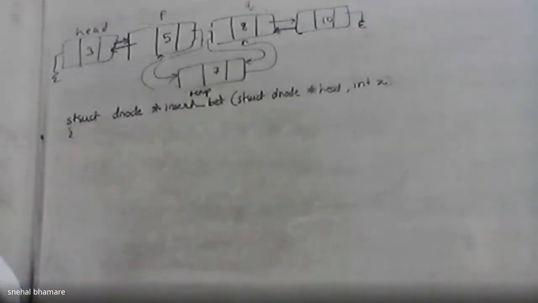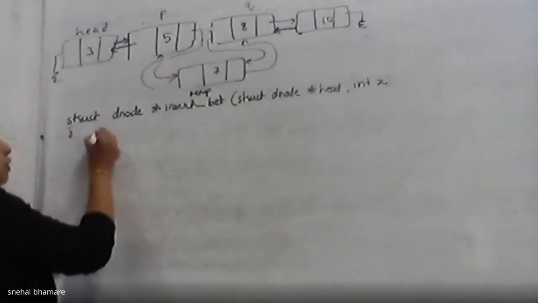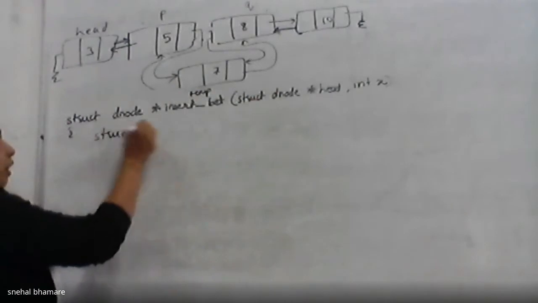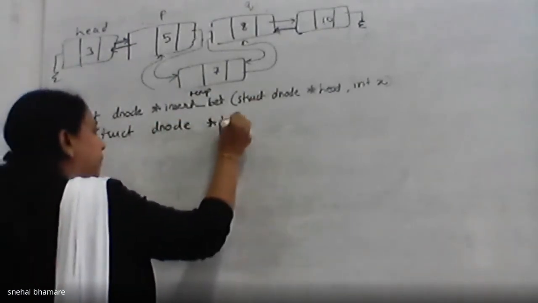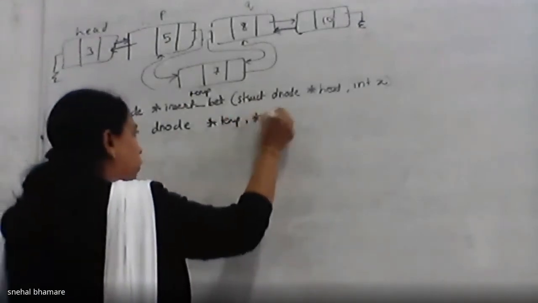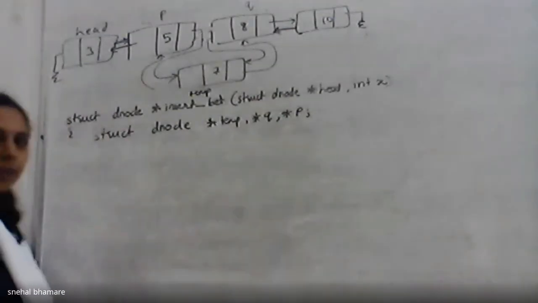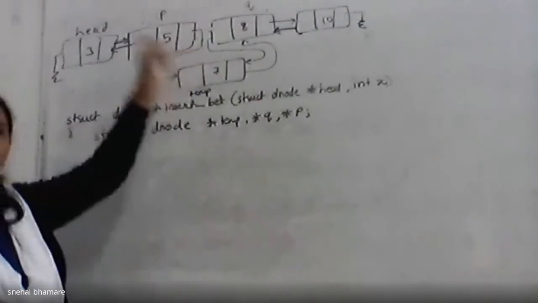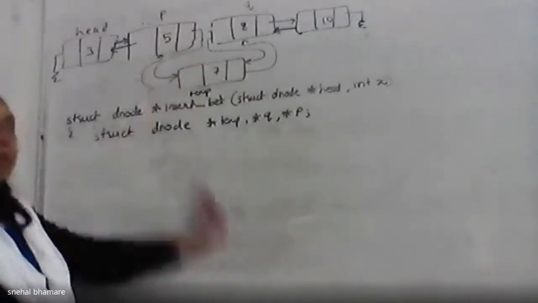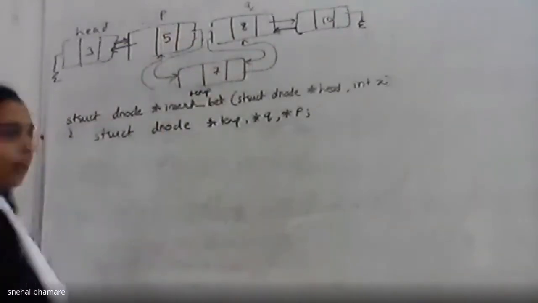I will require how many variables of the data type struct dnode? 3 variables: temp, p, and q. So struct dnode pointer temp, pointer q, pointer p. Okay. Memory allocation will be done only for the temp variable. P and Q are just referring to the actually present nodes.